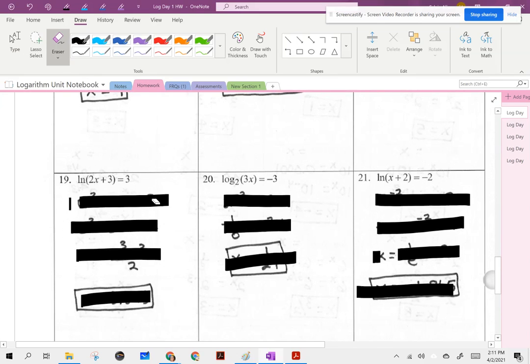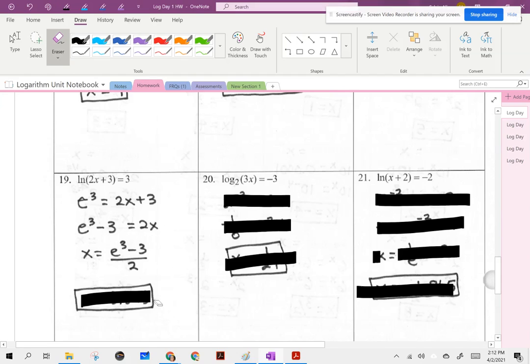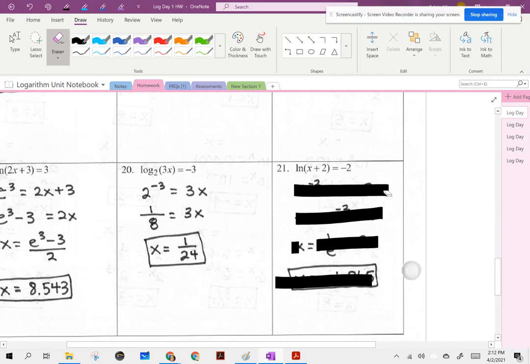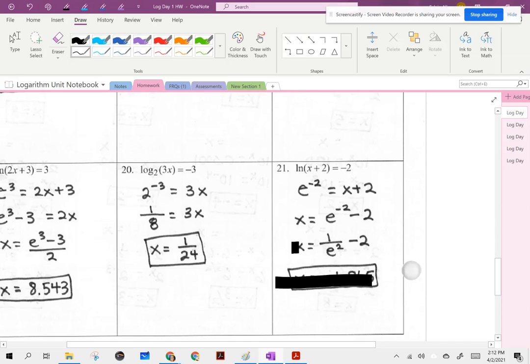19, got e to the power of 3 is equal to 2x plus 3. Subtract 3, divide by 2, and then calculator. Okay, 2 to the negative 3. Okay, we got 1/8 is equal to 3x. Multiply by 1/3, and we get 1 over 24. E to the power of negative 2. We're going to subtract 2, and then we're just going to use our calculator. You can use your calculator, you can rewrite, and then we're going to get negative 1.865.